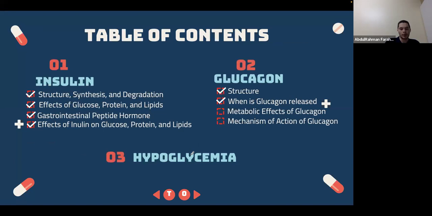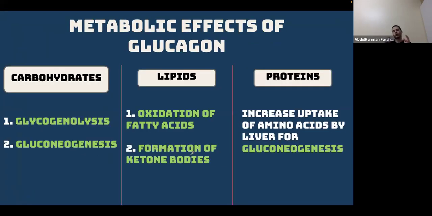Okay, now onto the metabolic effects of glucagon. So again, we're going to take a look at its effects on carbohydrates, its effects on lipids, and on proteins. When it comes to carbohydrates, glucagon, as you said, wants to increase the levels of glucose in the blood, right? So it's going to do two main things. It's going to increase glycogenolysis, or breaking down glycogen into glucose, and it's going to increase gluconeogenesis. And so you're essentially building up glucose from it.